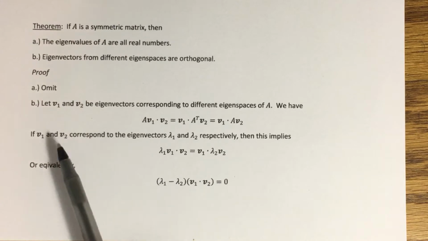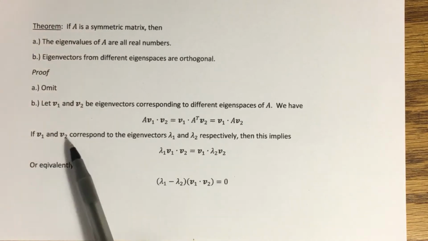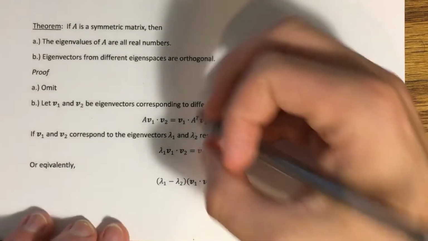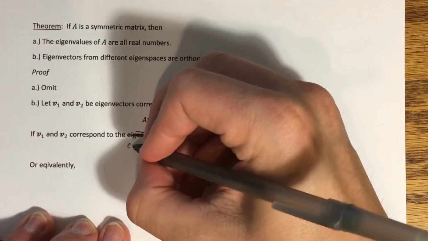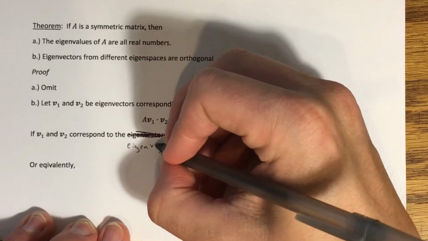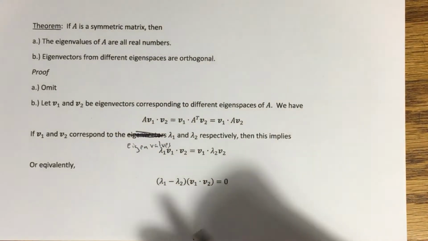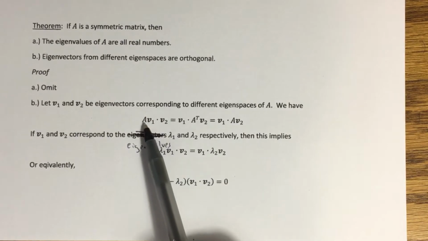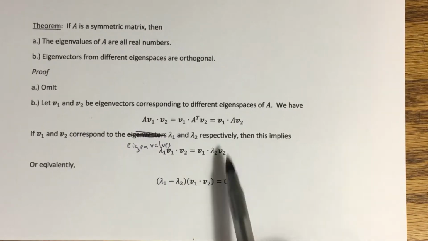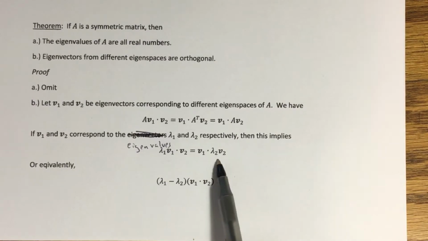That means that, well, let's say that V1 corresponds to the, let's just say eigenvalues right here. Let me change that. Eigenvalues, lambda 1 and lambda 2 respectively. Then that means AV1 is equal to lambda 1 V1. So I can make that change here. And then AV2 is equal to lambda 2 V2.